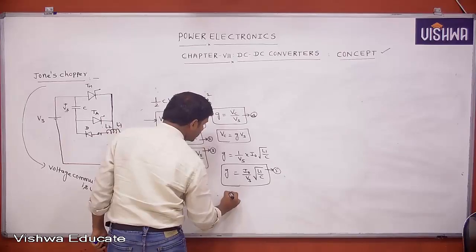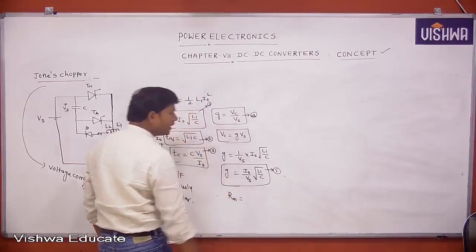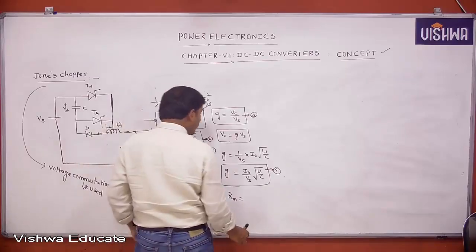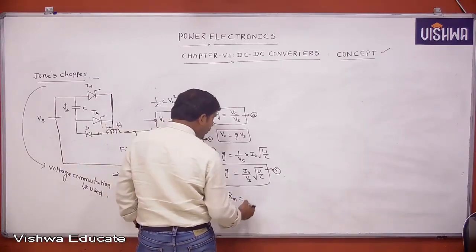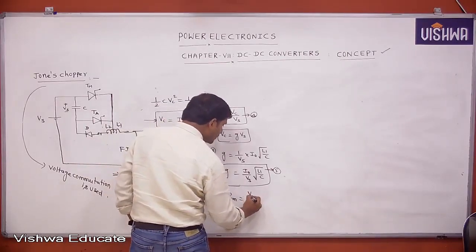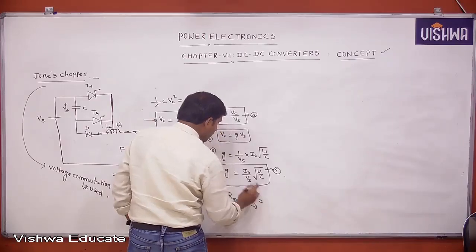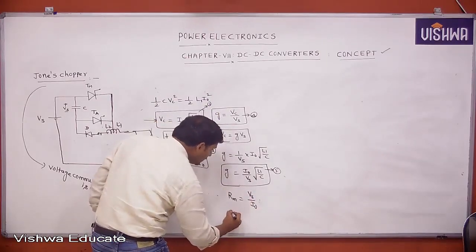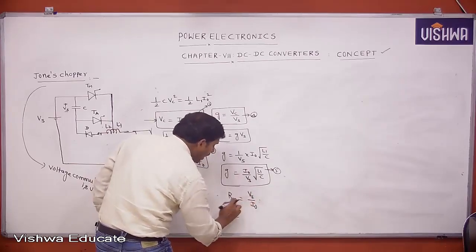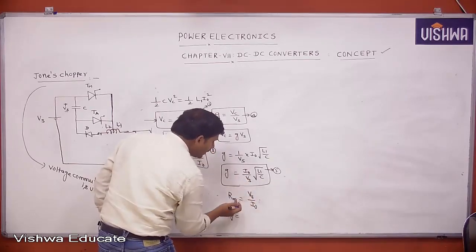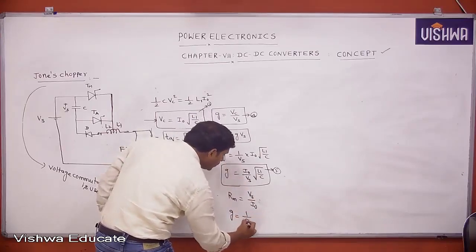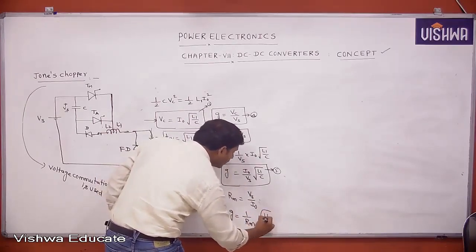And you define some resistance also. During the operation of this, we can define some resistance also. Then Rm equal to, then how we can write, Vs by I naught. Now from this, G equal to 1 by Rm into square root of L1 by C, where we can define Rm as Vs by I naught.